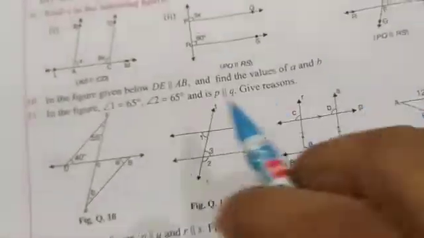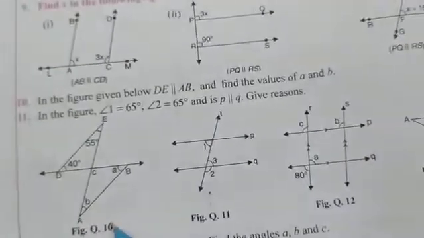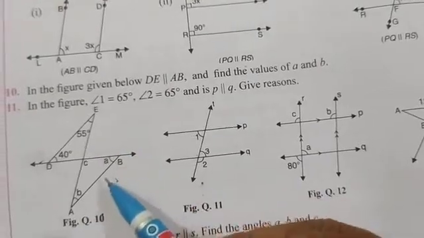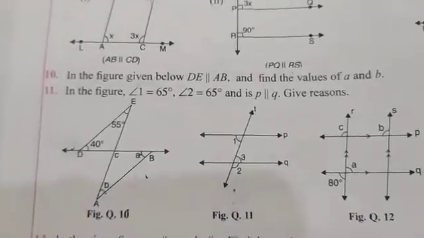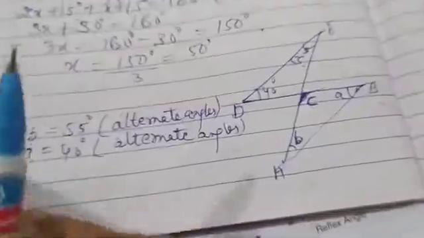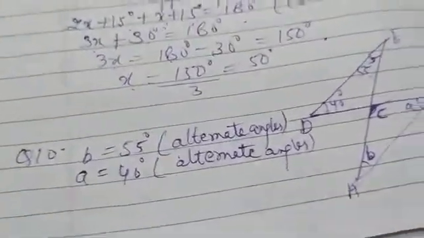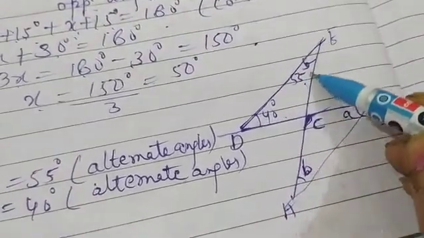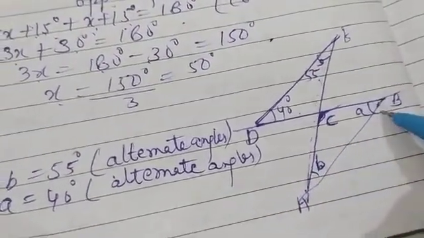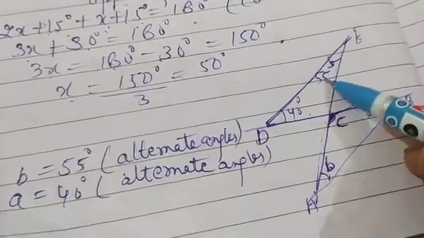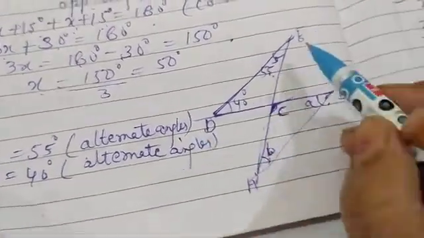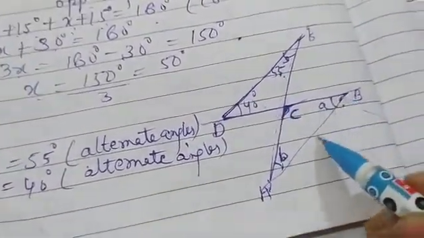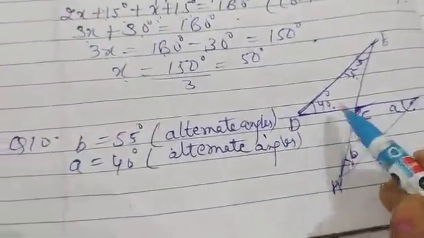Next, 10th question. This is the figure of question 10 given below. This DE is parallel to AB, find the values of A and B. See this figure. See students, the alphabet Z is forming. So B is equal to 55 degrees, alternate angles. Again you can see Z is forming. So A is equal to 40 degrees, alternate angles.